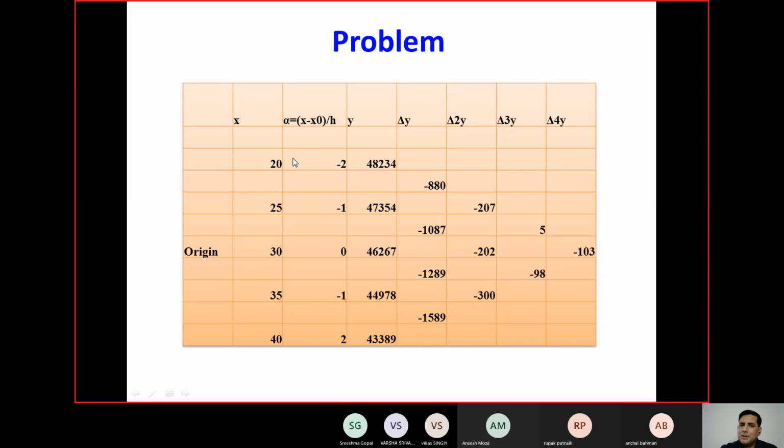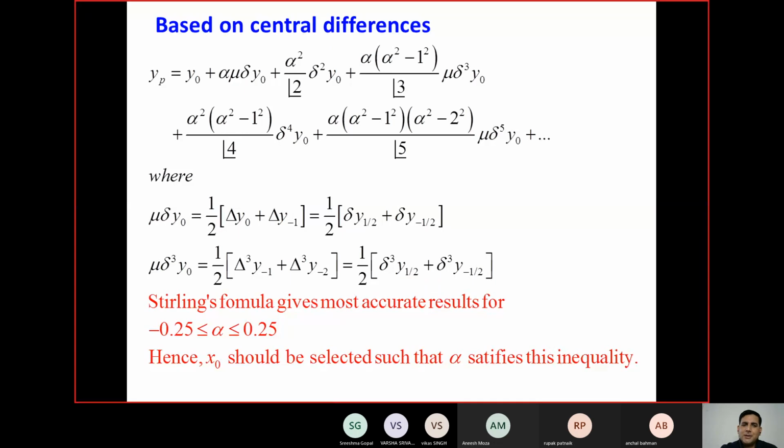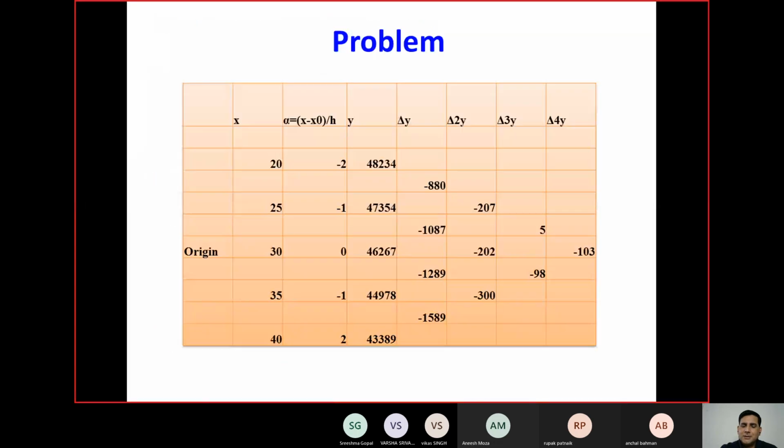Hello? Yes, sir. X minus x naught. And what is x here? Which one is x? Which one is x naught, tell me. X naught is the center. You are talking about a center difference. This is the center, 30. X is this, 20. So 20 minus 30 is minus 10, divided by the step size. The step size is 5. So minus 10 divided by 5 is -2. Correct? The same way you calculated these alpha values.